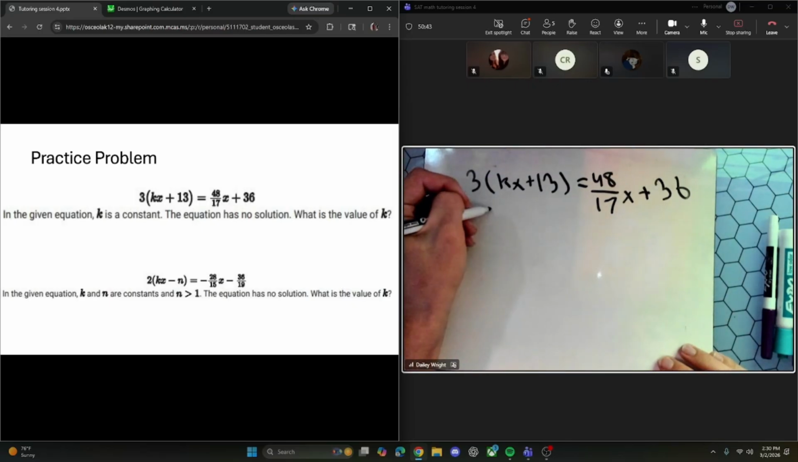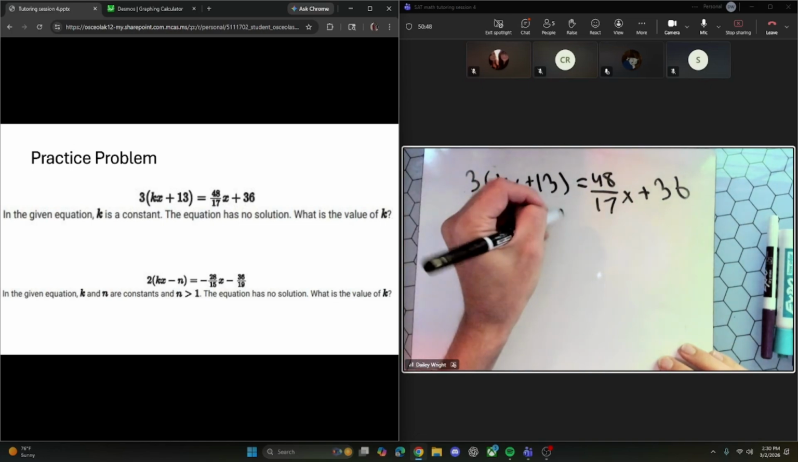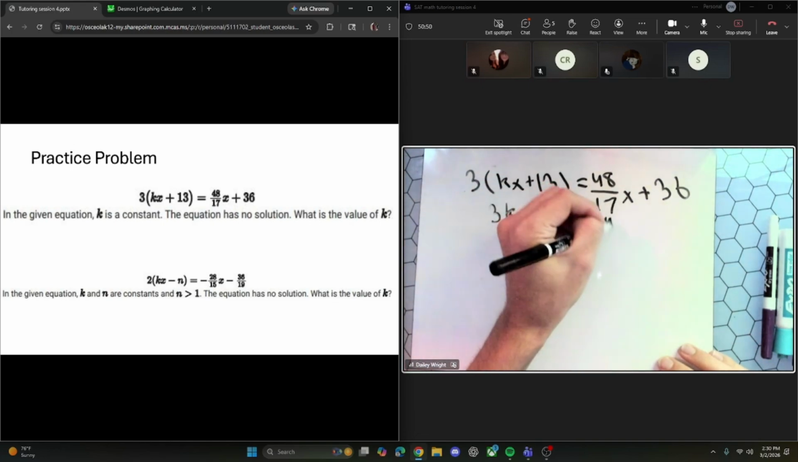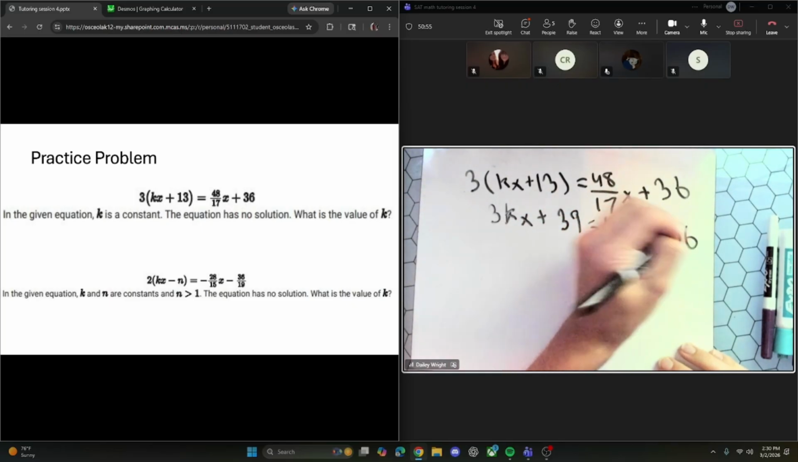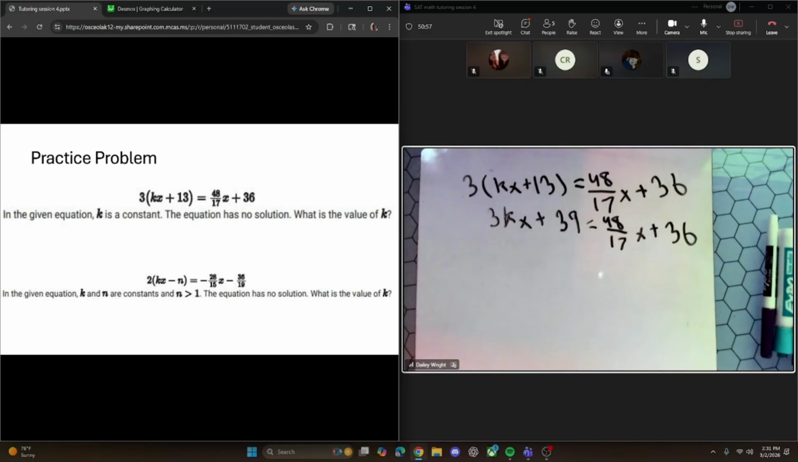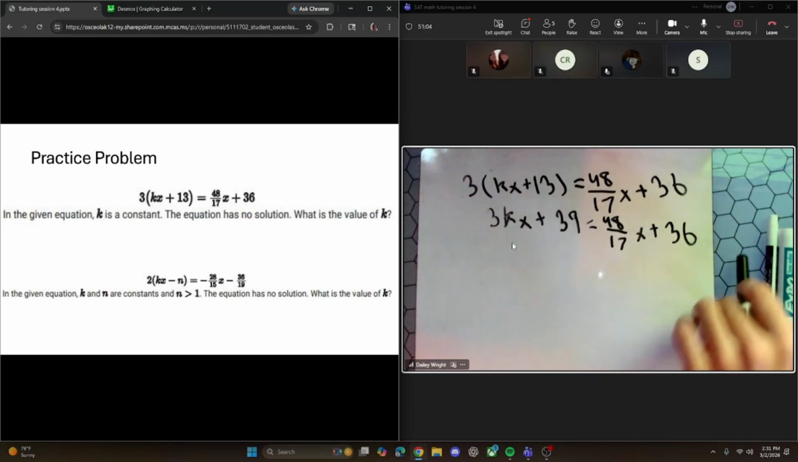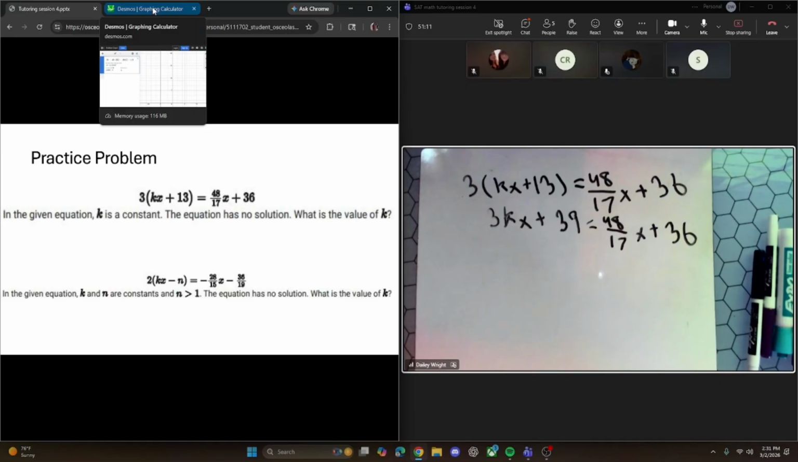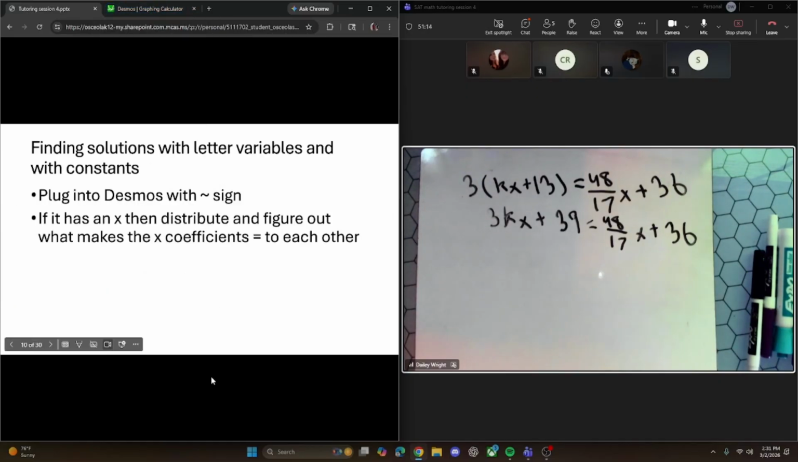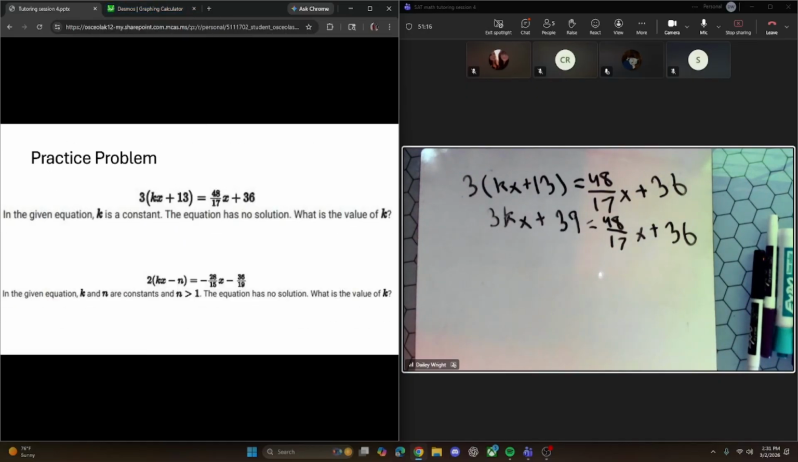So distribute this: 3kx plus 39 equals 48 over 17x plus 36. So now you have this equation right here. And now that you have it fully distributed, you want that 3k and that 48 over 17 to be equal, because, as I said back here, you set the x coefficients equal to each other.